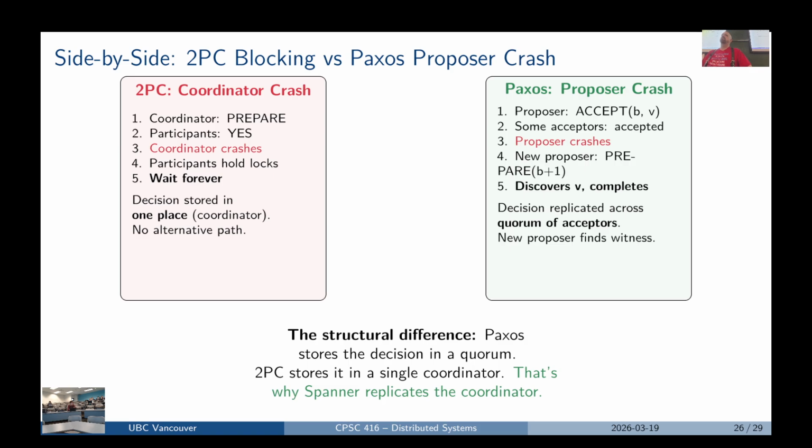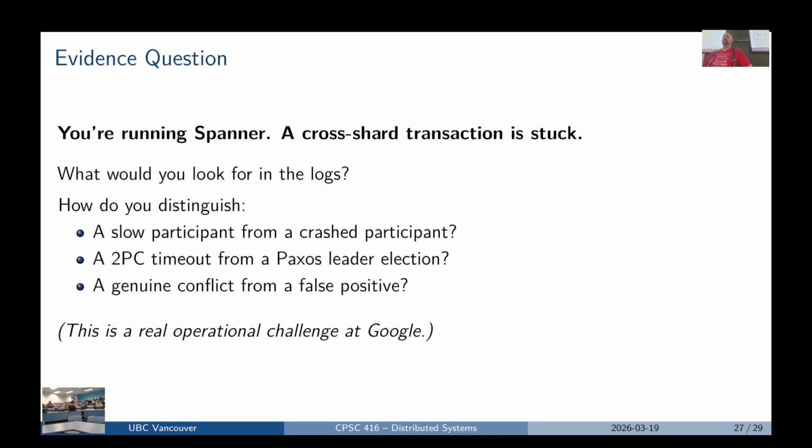This is how Spanner fixed their dependence on that two-phase commit coordinator. All right, so the question now is, if you're running Spanner and you get a cross-shard transaction that's stuck, where do you go looking for the problem? I mean, being good distributed systems people, you've got lots and lots of logging in there, so you're going to go look at logs. Question?